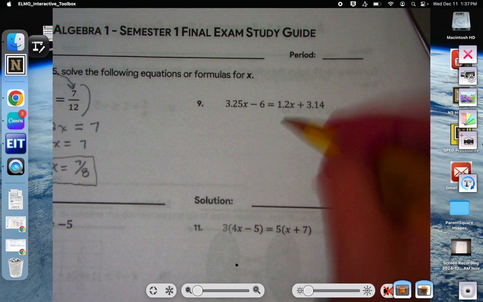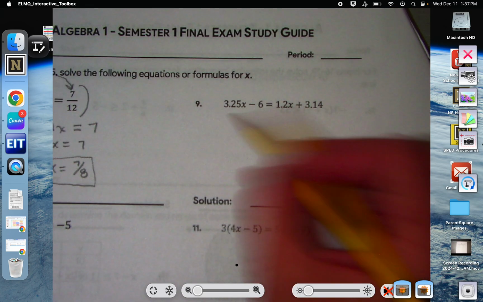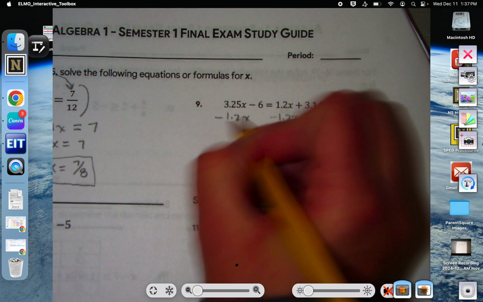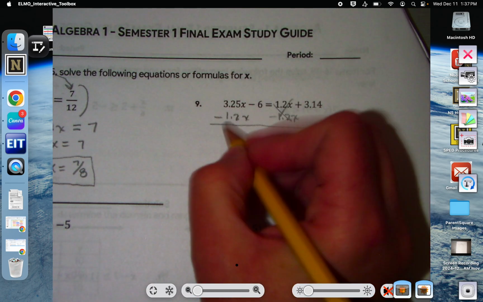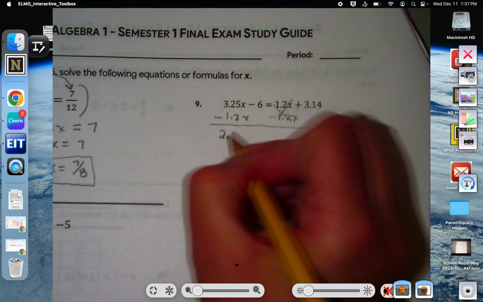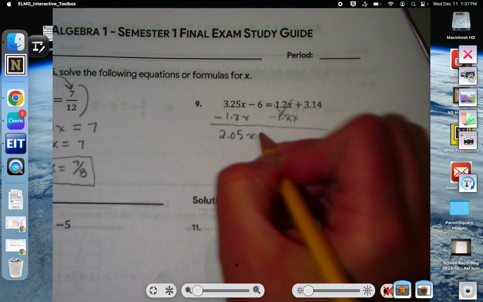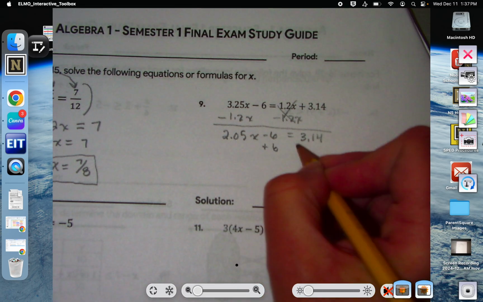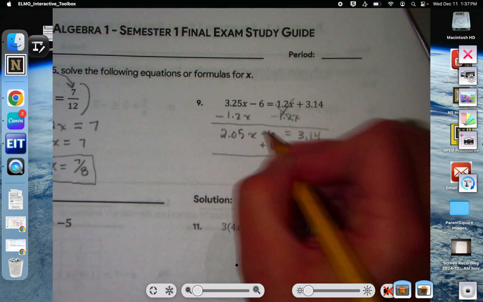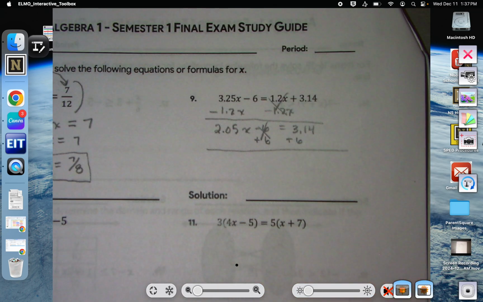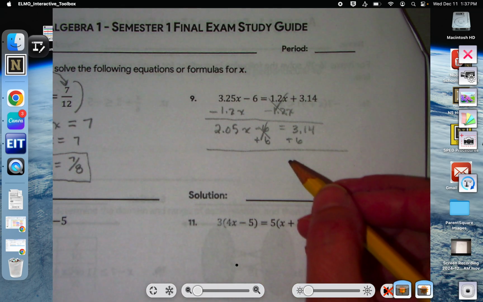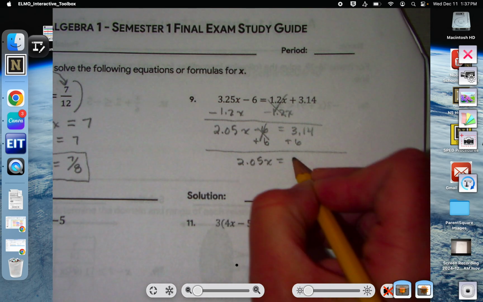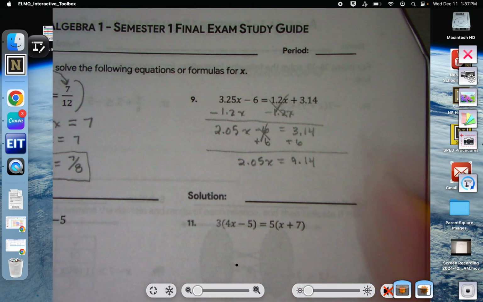For number 9, I have variables on both sides, so I would subtract the 1.2x from both sides, and I'm going to have 2.05x minus 6 equals 3.14. Add 6 to both sides. You guys know I hate decimals, but if there's a decimal in the question, there can be decimals in the answer. So now I have 2.05x equals 9.14.